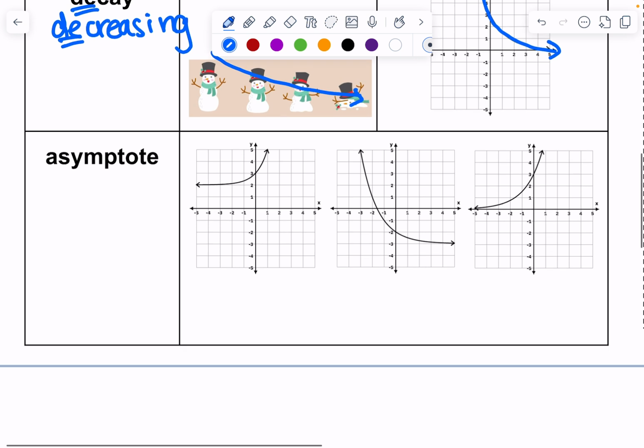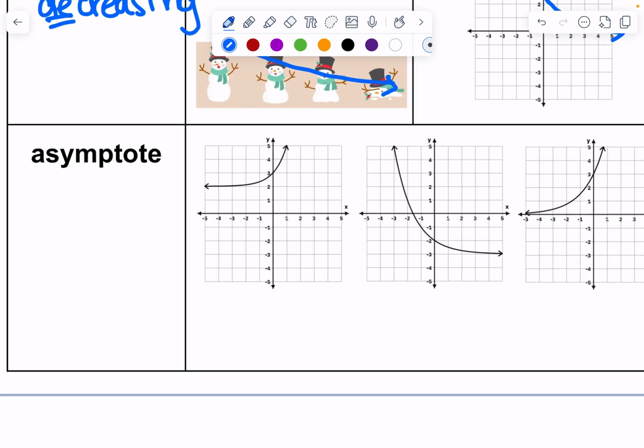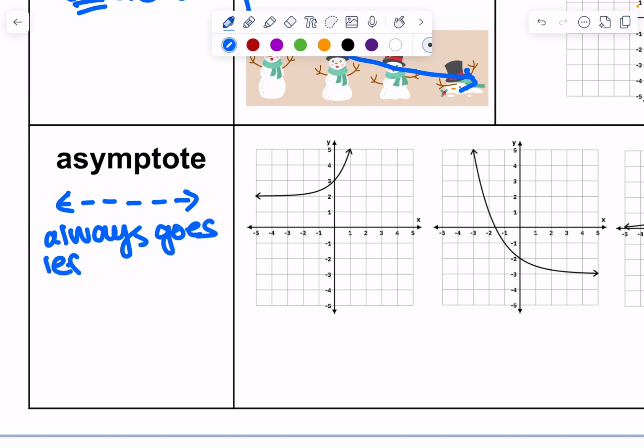Okay. Now, asymptote, this is going to be a little bit trickier. Asymptote is going to be a dotted line that always goes left and right. We can never touch this line, but it's like we're laying on top of the line. Okay, it's always going to be y equals a number.